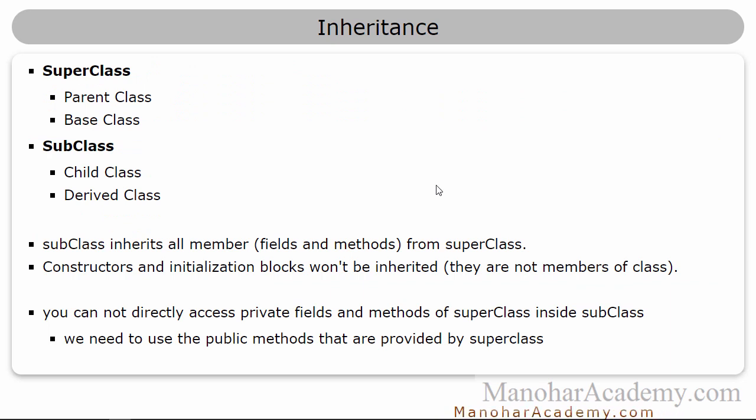In the inheritance terminology, superclass is sometimes referred to as parent class and base class. Subclass is also referred to as child class. Whenever you refer to superclass as parent class, obviously subclass can be referred to as child class because of the inheritance nature. Also, we can call them base class and derived class. Derived class inherits from the base class.